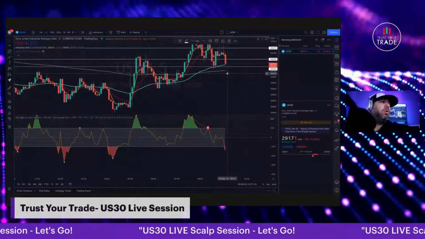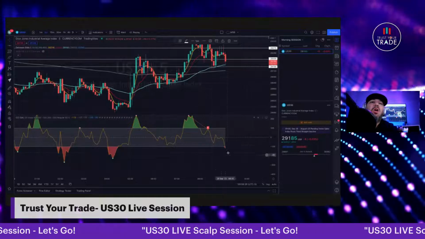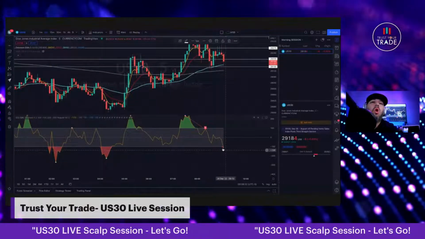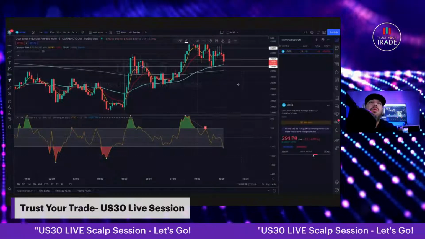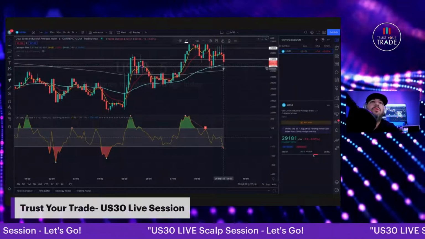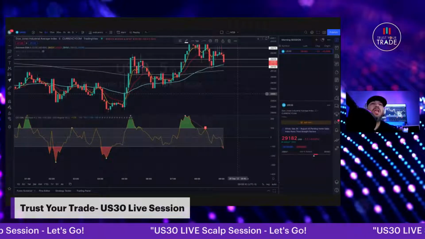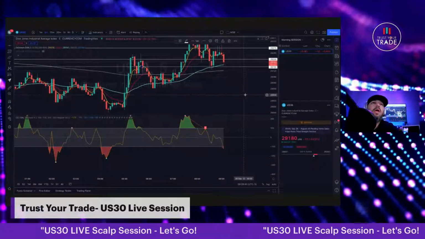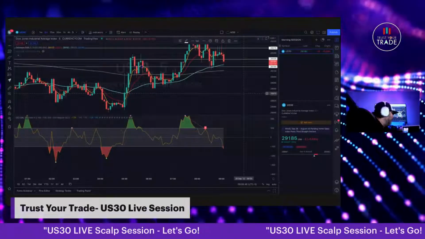Here we go, 29,150, we're about to get in. Look at that, guys, we're coming into an oversold. 29,150 is an area that we're looking at. We have 1:16 left on this candle. We're on a 5-minute right now. We're scalping.